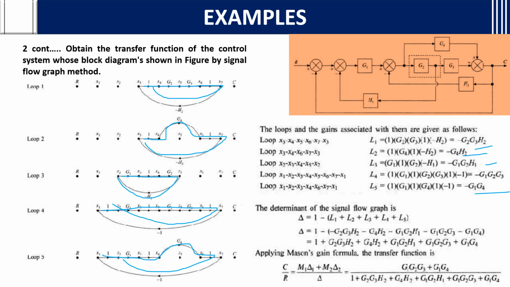After that, what will we do? Delta is equal to 1 minus, as there are no two non-touching loops. All loops are touching each other. There is some common node between all loops. There are no two non-touching loops. So the formula for delta will be 1 minus L1 plus L2 plus L3 plus L4 plus L5. You will write that delta. You have M1 delta 1, M2 delta 2. Write them all and put them into the formula. Then you will get the transfer function which is mentioned here. Okay.